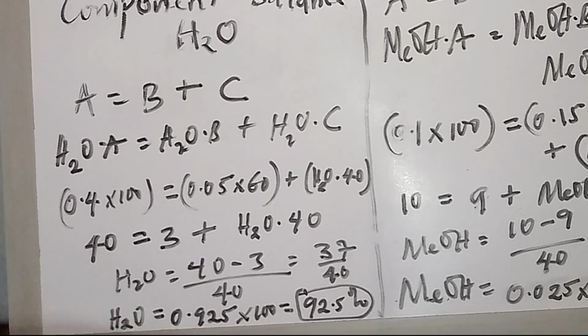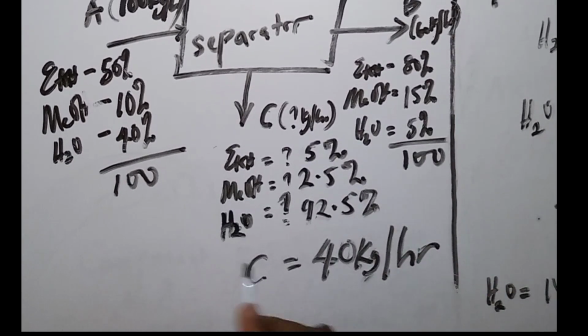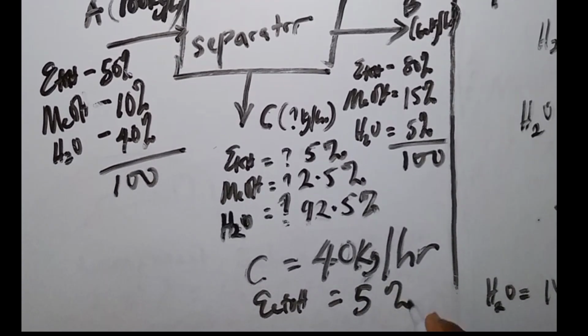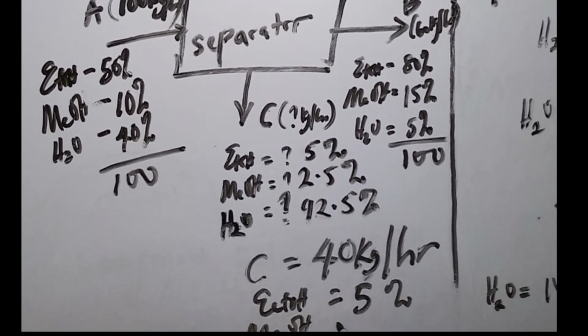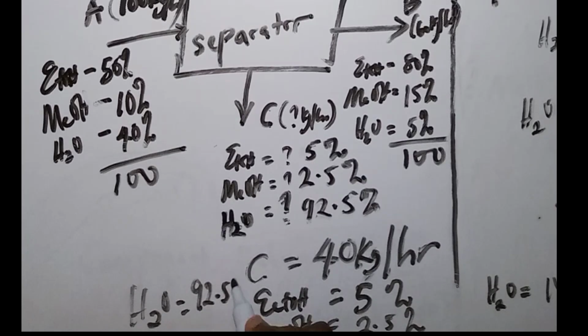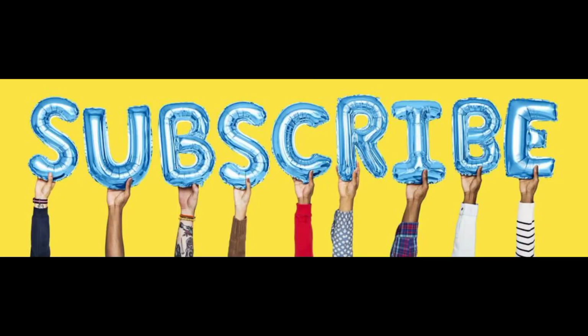This is the percentage composition of ethanol. We can also check it to see if it's correct, and there's another method we can use to find this. The individual compositions of C: for ethanol, we got 5%, methanol 2.5%, and H2O 92.5%. So this is how to carry out material balance for the separator. Thank you for watching.